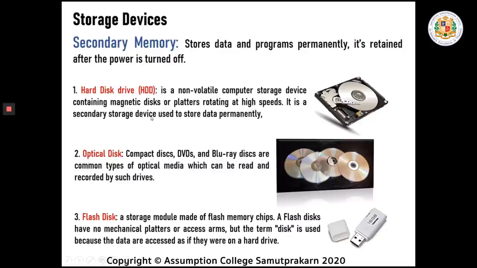It is called a secondary storage device used to store data permanently. So you can store data there permanently, but you can erase. But if you store it, it's saved permanently on your drive. Then we have another one. Next is optical disc. Okay, like I will show you before, compact disc, DVDs, Blu-ray disc are common types of optical media, which can be read and recorded by such drive. Nowadays, computers have a DVD player. So this DVD player can only use DVD disc or CD, compact disc, or Blu-ray disc.